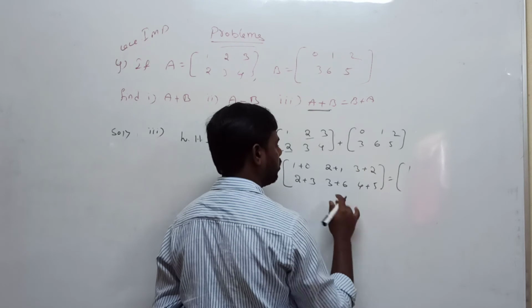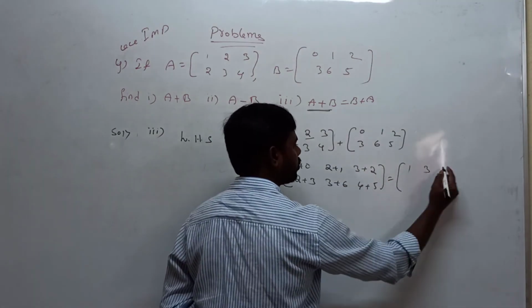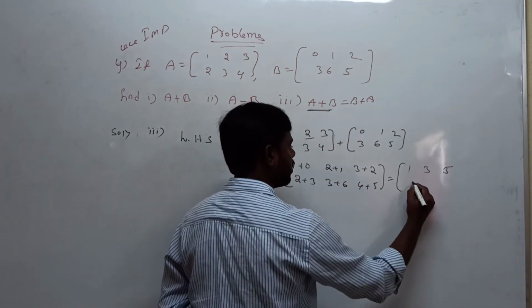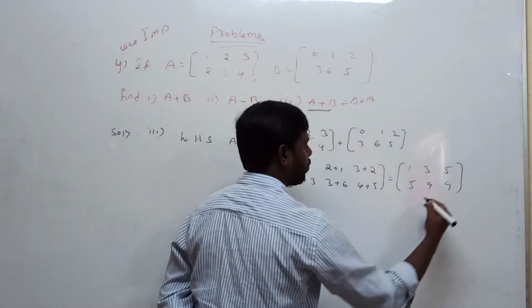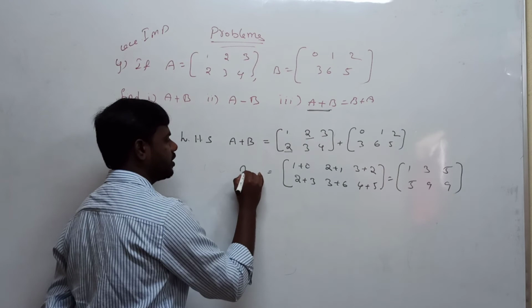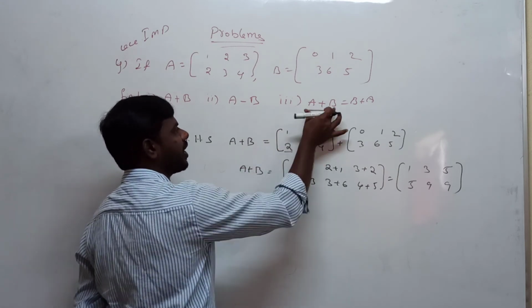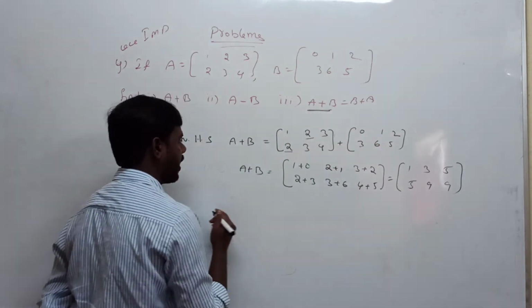1 plus 0 value is 1. 2 plus 1 is 3, 3 plus 2 value is 5, 2 plus 3 value is 5, 3 plus 6 is 9, 4 plus 5 is 9. This is A plus B. This is the left hand side. Next we have to calculate the right hand side.